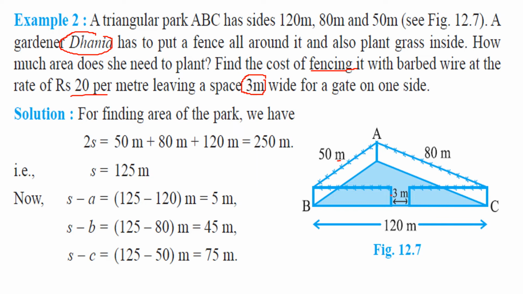So this has to be left 3 meter wide for a gate on one side. So first let us find out the area. This is 50, this is 80, this is 120. So A plus B plus C is equal to 2S, which will be equal to 250. So S is equal to 125.